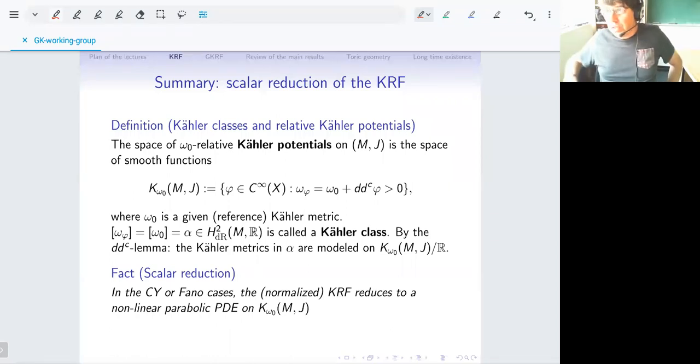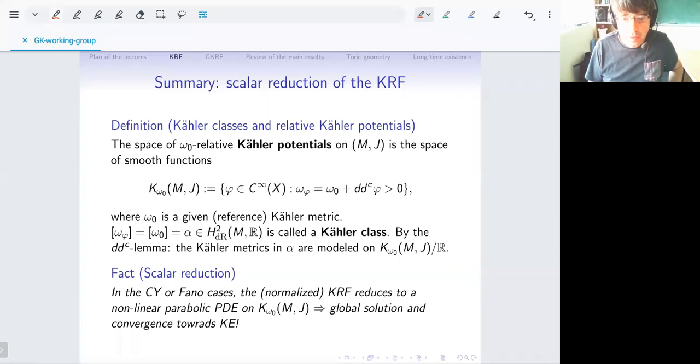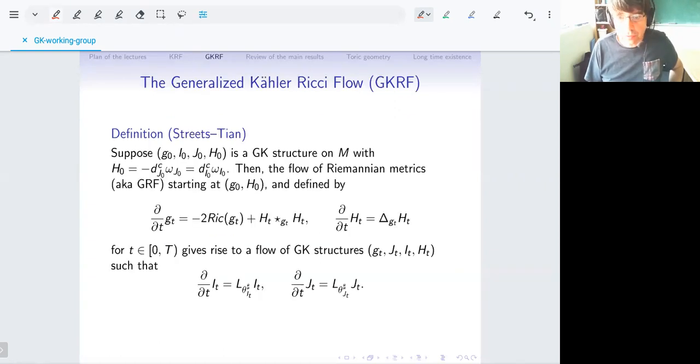So in particular, in these two cases that I considered more thoroughly, this worked pretty well, and we had a nice reduction indeed to such a scalar thing. So now we turn to our main subject of interest, the generalized Kähler-Ricci flow.